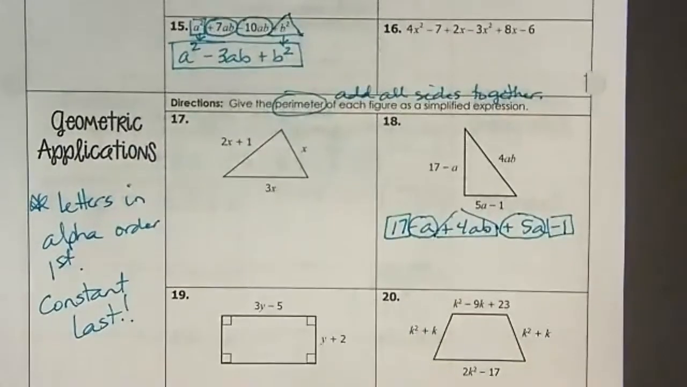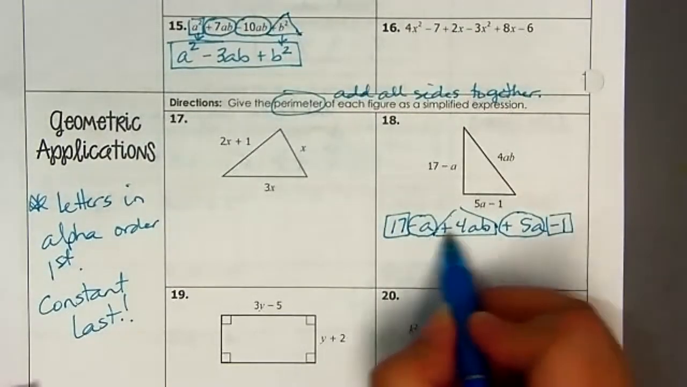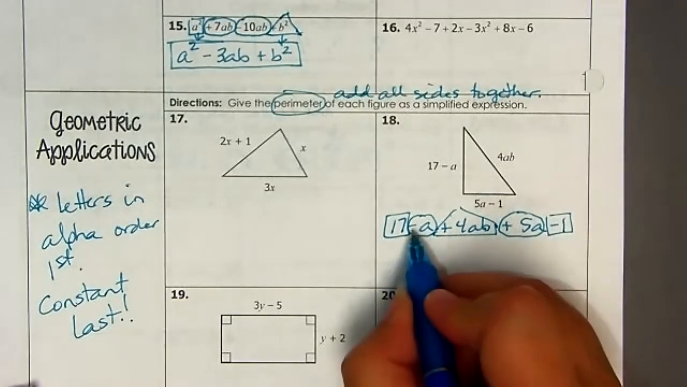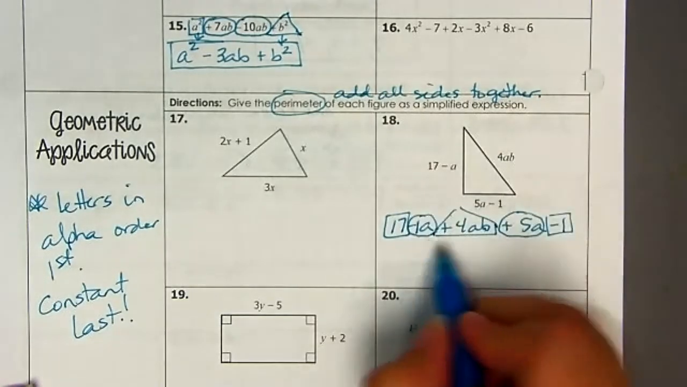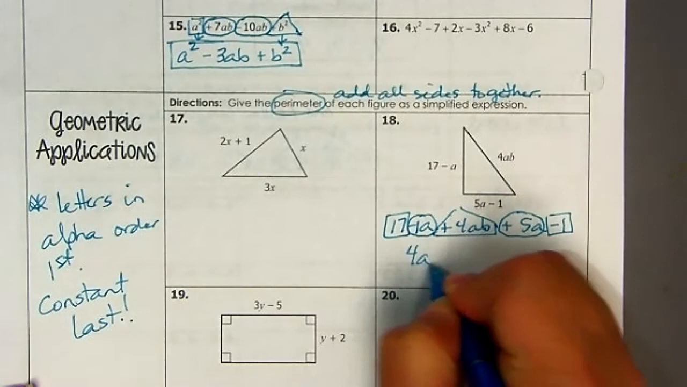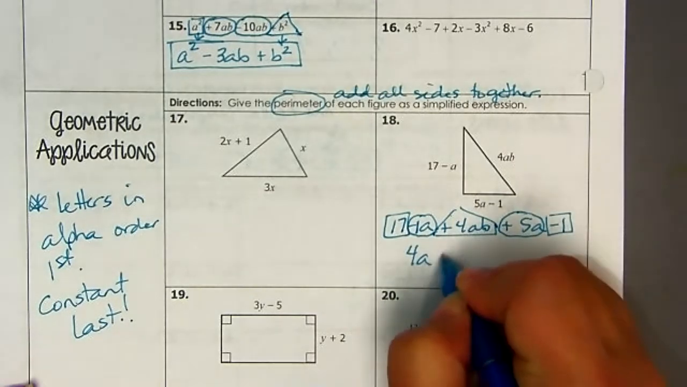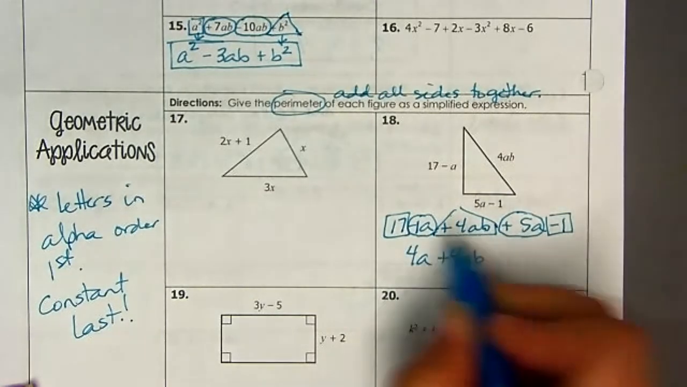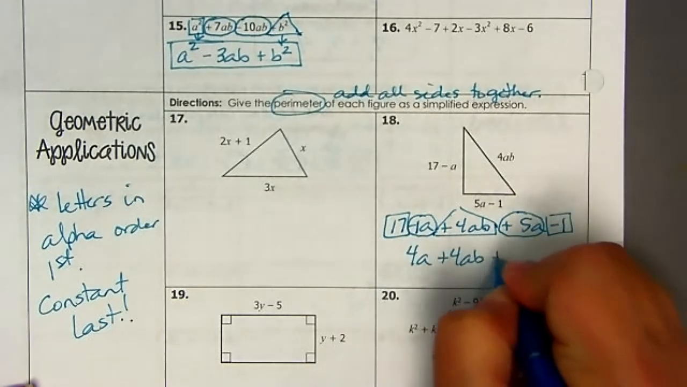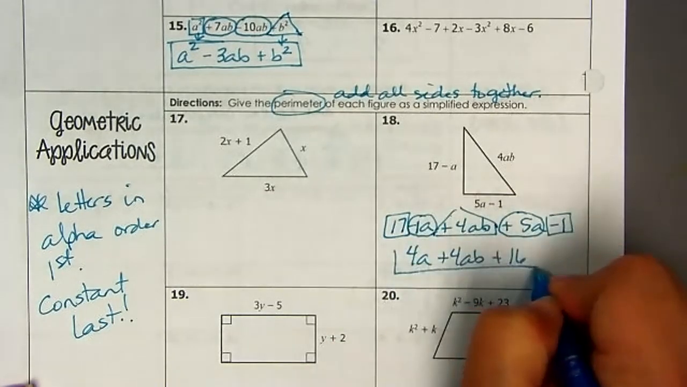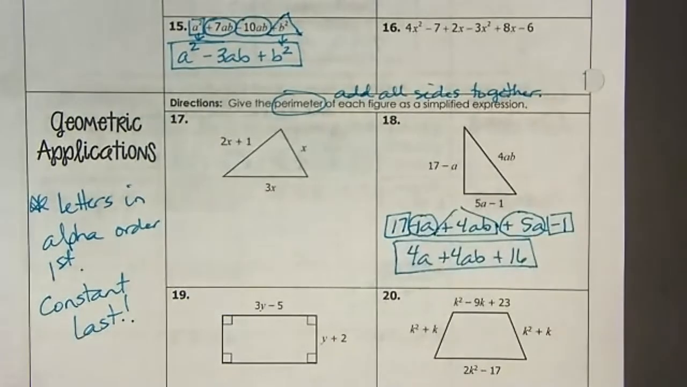Okay, so I'm going to start with the letter first. That's an a by itself, so that's going to go first. So that's a negative, understood to be a negative 1 plus 5a, so that's going to be 4a. Nothing here, plus 4ab. 17 minus 1 is plus 16. Here's my answer.